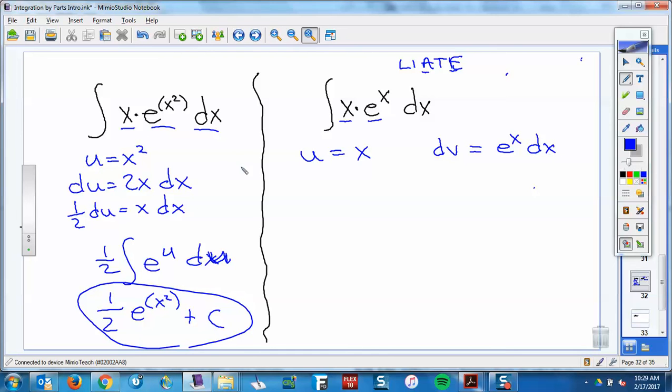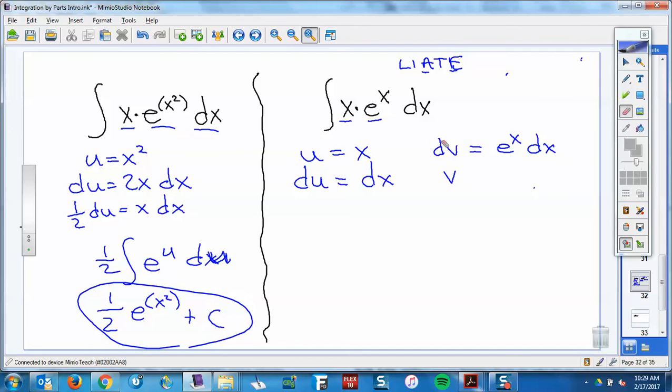All right, so then your next thing to do is du, right? You've got your u, so we want to do du, which would be 1 dx. I usually don't write the 1, we'll just write dx. And then what's the v? Now remember, v is the antiderivative.